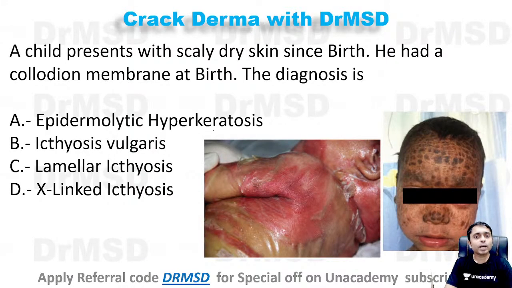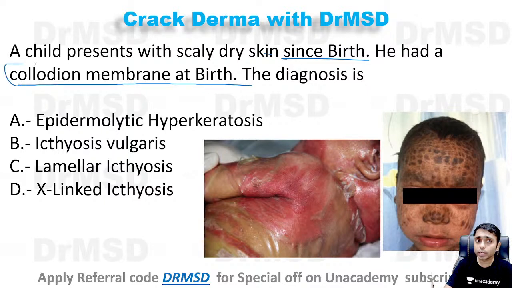Now please try to answer this question. Child presents with scaly dry skin since birth. He had a collodion membrane at birth. So this is the most important clue. There is a history of collodion membrane at birth. So this is the membrane which is given here. And these are some of the scales which can be seen at a later date. So what do you think is the answer here?